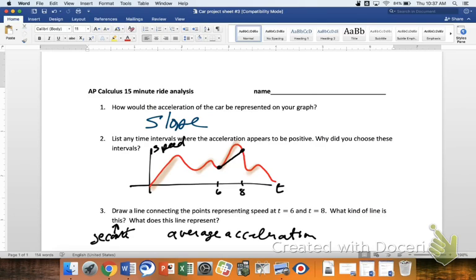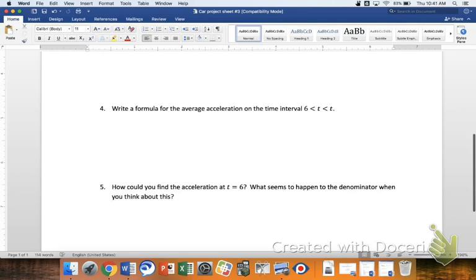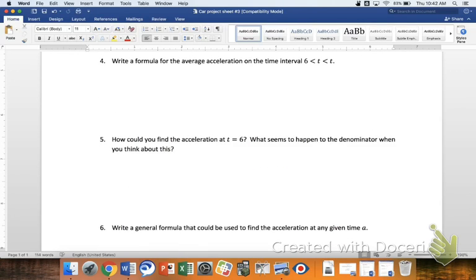All right, so number 4. Again, we're circling around something we'll get to in a little bit. It says, write a formula for the average acceleration on the time interval from 6 to just some unknown time t. So we just did 6 to 8. We drew in that little secant line. What if I wanted to be a little more general? What if I wanted a formula that would help me have the average acceleration of 6 to 7 or 6 to 9 or 6 to 10 or 6 to any time that I want? Think about what formula that would look like if I want to know the average acceleration from 6 to whenever.